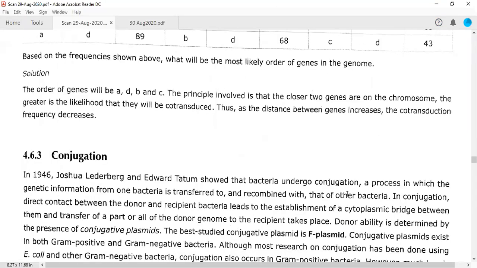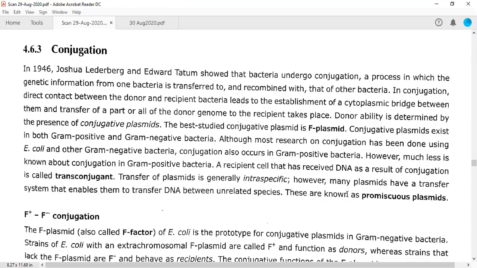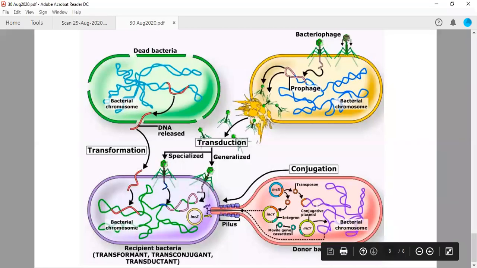So now we are left with conjugation. Actually, we have discussed something about conjugation in earlier classes also. As I told you, the third process is conjugation, by which genes can be horizontally transferred from one bacterial cell into some other bacterial cell.